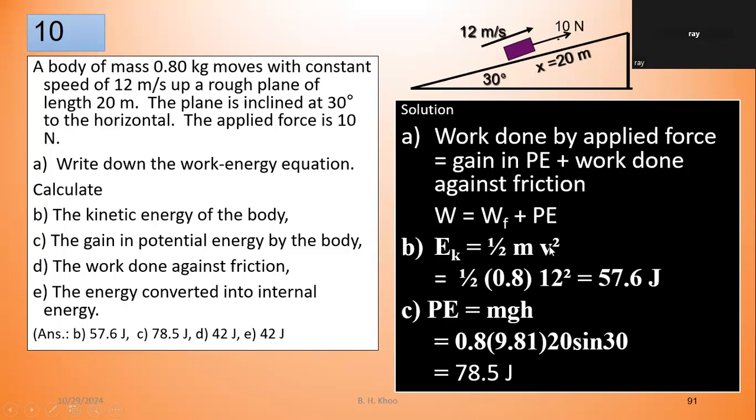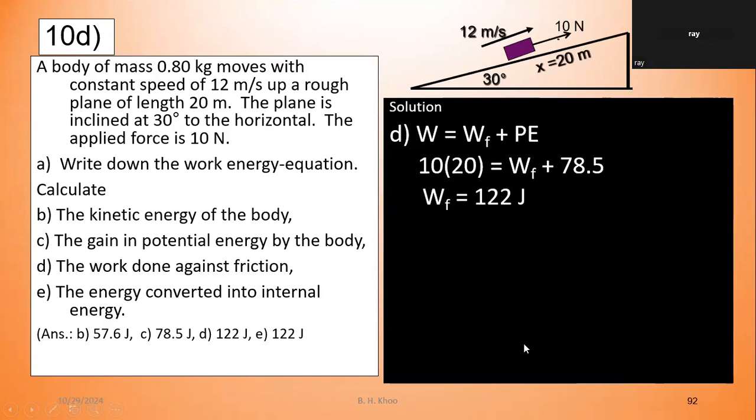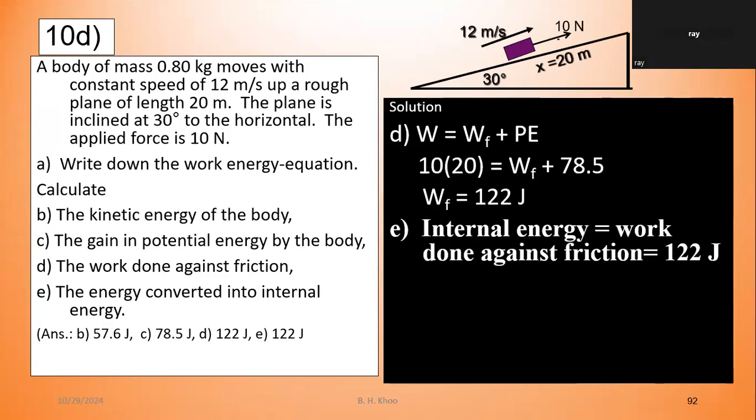This is just to give you the free mark. See whether you know how to remember the kinetic energy formula, then how to calculate the potential energy formula. 1 mark. Then put into the equation. And this is converted into internal energy. Work done against friction. Same answer.